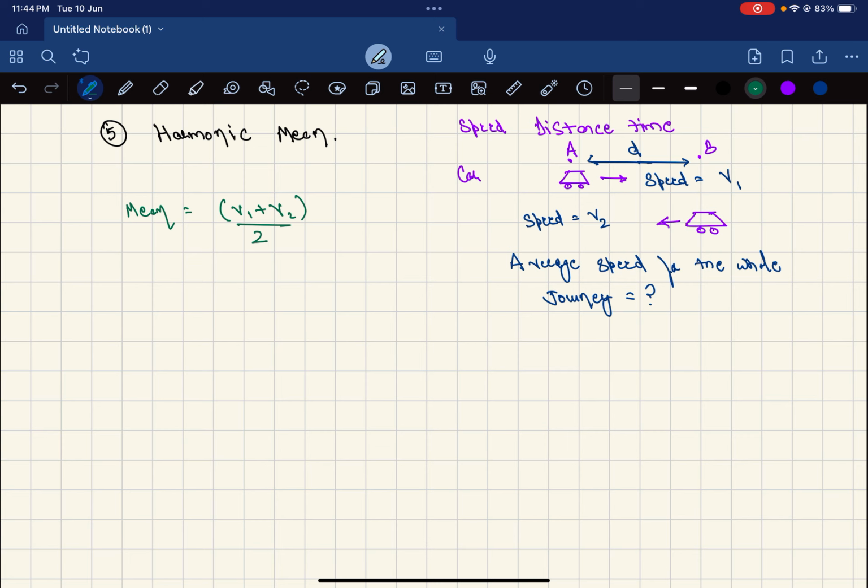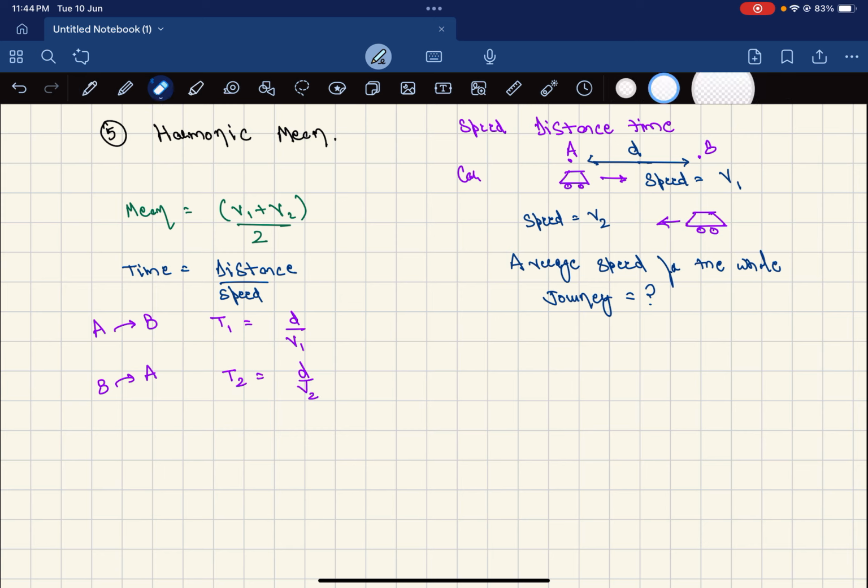So let us say we want to compute the total time of travel in the whole journey. Time is calculated as distance upon speed. Once we go from A to B, the time t1 is given as d upon v1, and once we go from B to A, the time t2 is given as d upon v2. In both cases the distance is the same, but since the speeds were different, the times would also be different. If we add both the times, we get d upon v1 plus d upon v2.